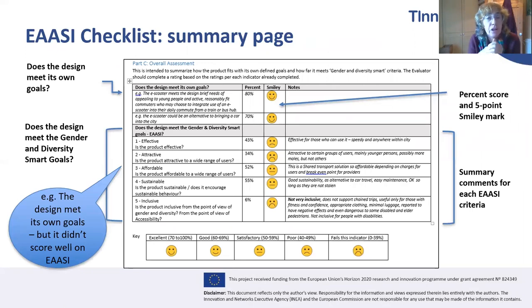Finally, you get to the end of the checklist and you create a summary page carrying forward everything you've done. So you ask, did the design meet its own goals? For example, in the case of the e-scooter, yeah, it did pretty much meet its own design goals, the design brief. And then we ask, well, did it meet the gender and diversity SMART goals? In this case, the e-scooters didn't score very well on the EASI gender and diversity SMART goals. And we carry forward the percentages, and we can add notes as to why it didn't score, or maybe if it had scored well, we'd say where it scored better.